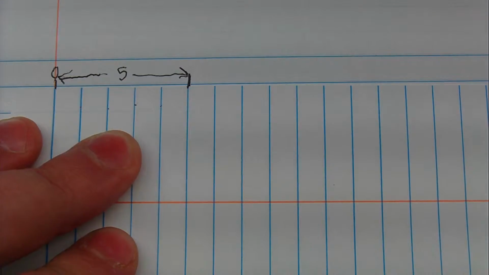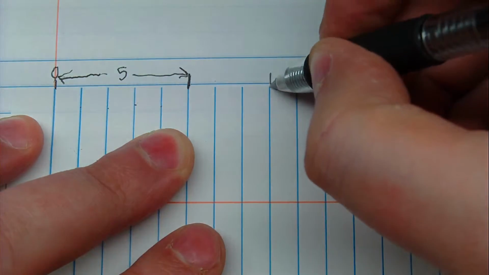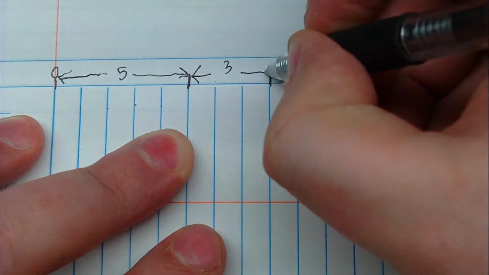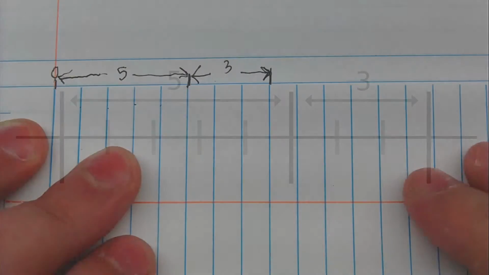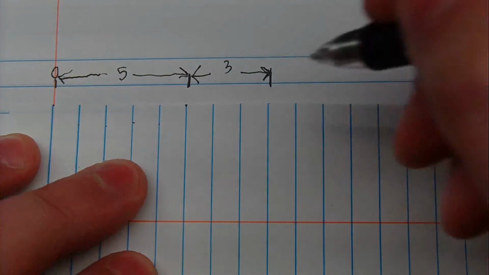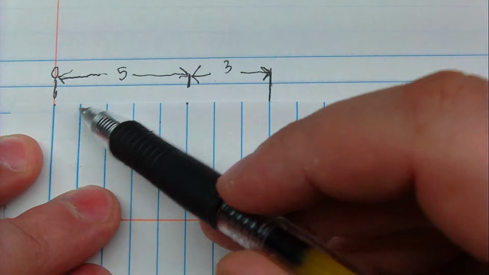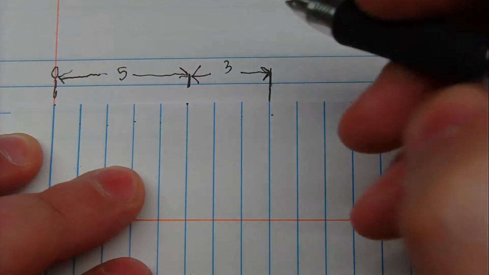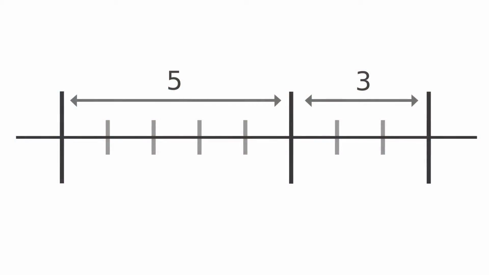Now I'm going to add 3 to that. So 1, 2, 3. This distance between here and here is 3. Now I want to find out how far that total distance is. And I go 1, 2, 3, 4, 5, 6, 7, 8. So that total distance here is 8, like so.